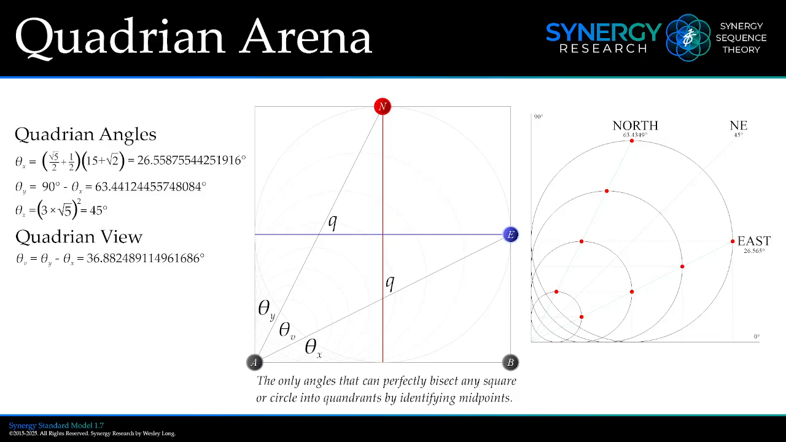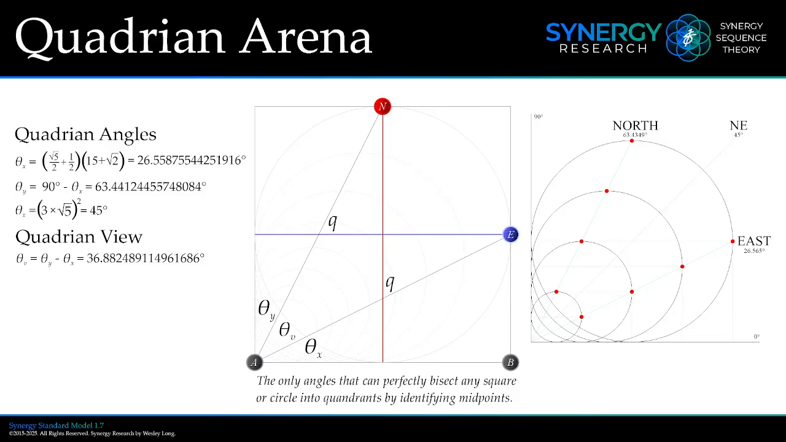What's beautiful about this formulation is the emergence of a new concept, quadrian view, theta v, which is the difference between the north projection and the east projection. About 36.88 degrees, an angle that recurs throughout the synergy standard model as a fundamental turning vector, especially in field geometry.